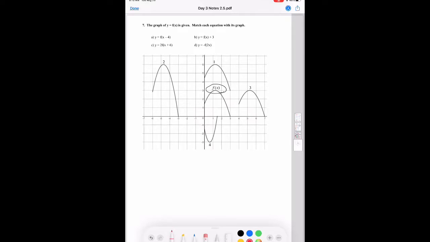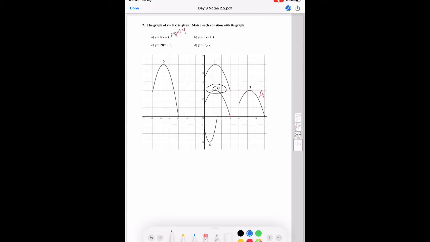For A, we're going to take that original, and if we're subtracting 4, that means we're going right 4. Which graph went right 4? This one moved over 1, 2, 3, 4. Look at this point here. It moved over from 3 to 7, so right 4. So it looks like this is a good match for A.